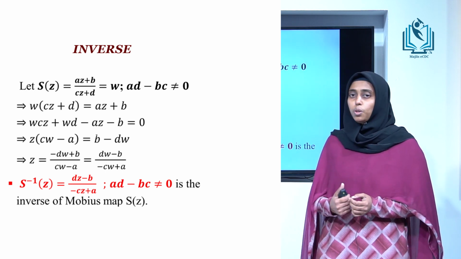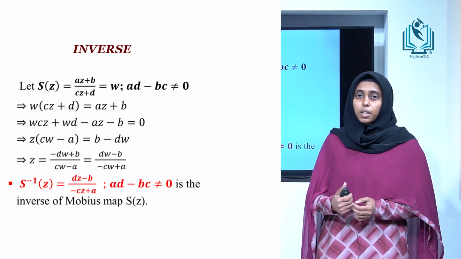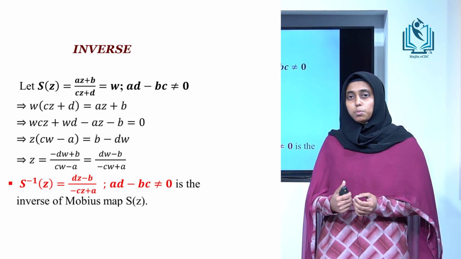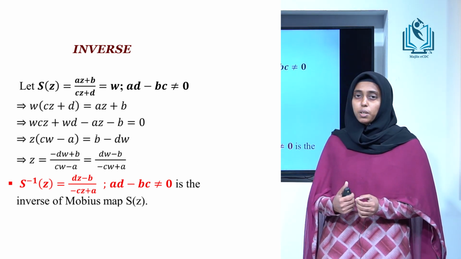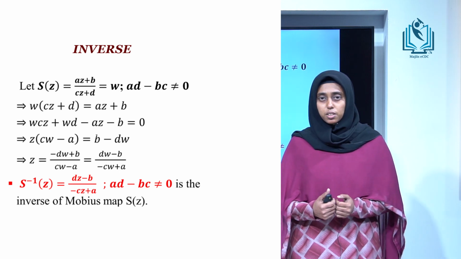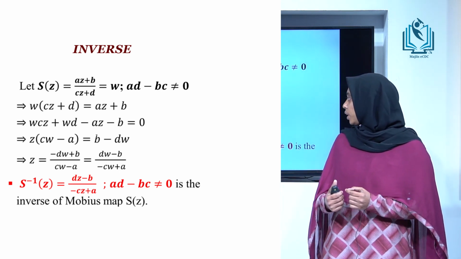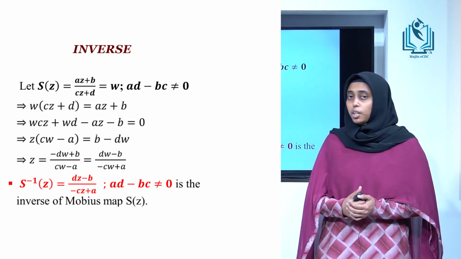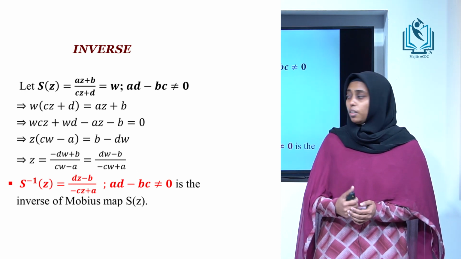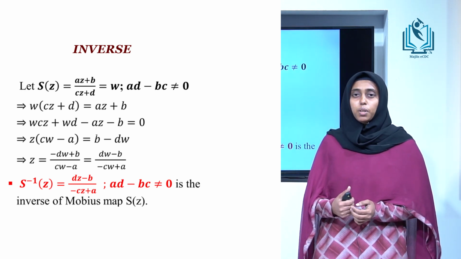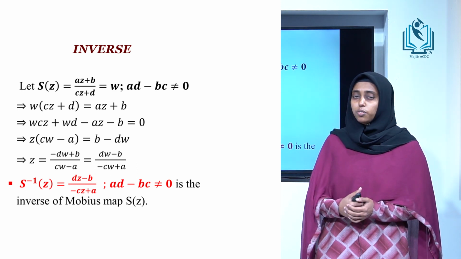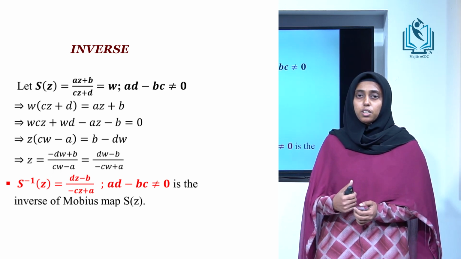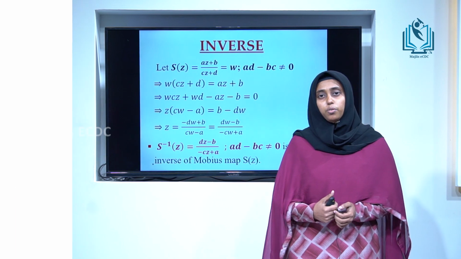Therefore, z equal to minus dw plus b divided by cw minus a, or otherwise it can be written as dw minus b divided by minus cw plus a. By replacing w by z, we get dz minus b divided by minus cz plus a. Here it can be denoted by S inverse of z. Here also the determinant ad minus bc is non-zero, and this function S inverse of z equal to dz minus b divided by minus cz plus a is called the inverse of S of z.